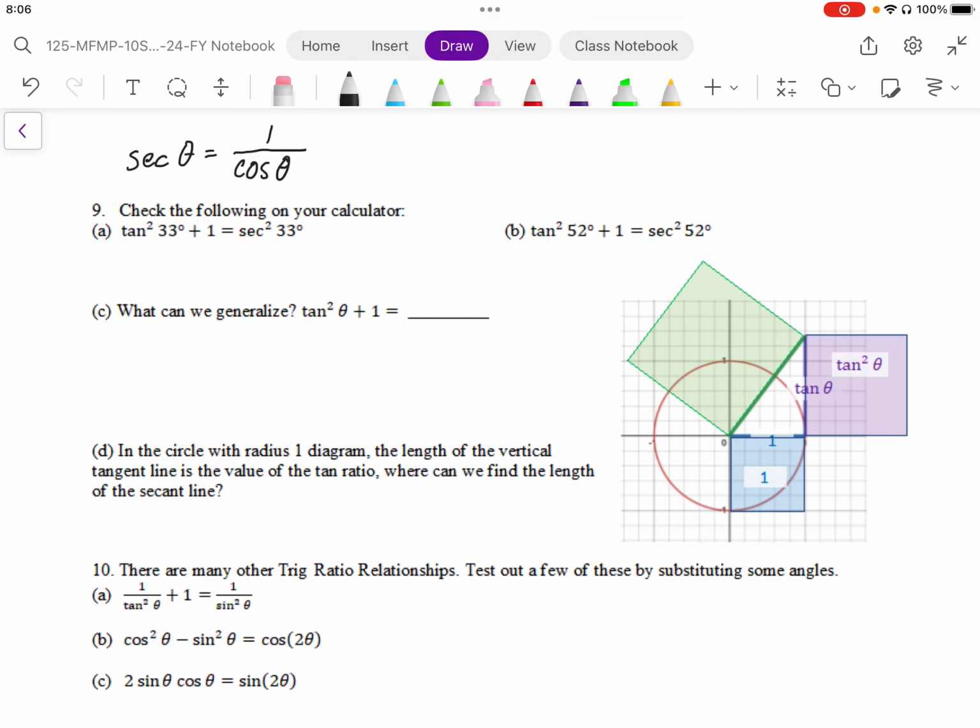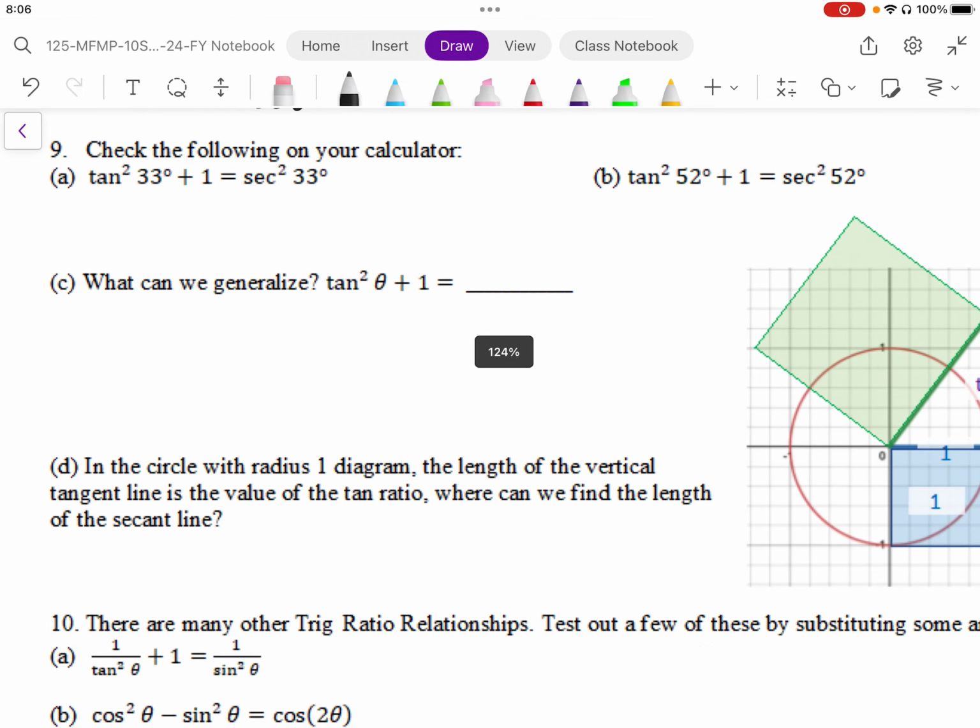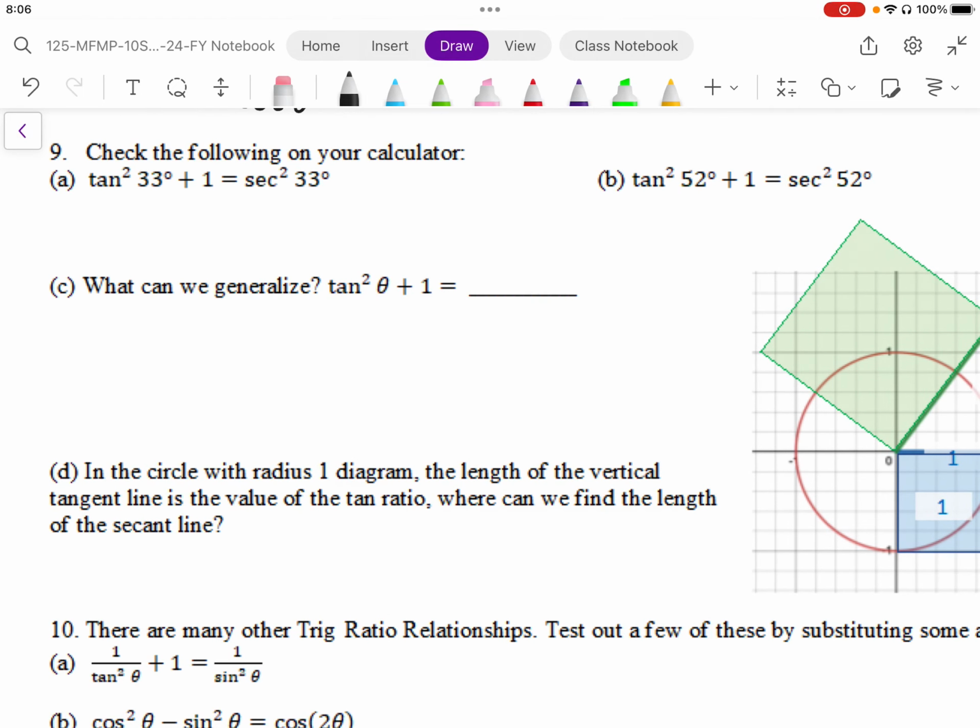So looking at this, we can test a few more angles, but we essentially should be able to generalize that tan squared plus 1, just like we have here, is going to be equal to secant squared theta.